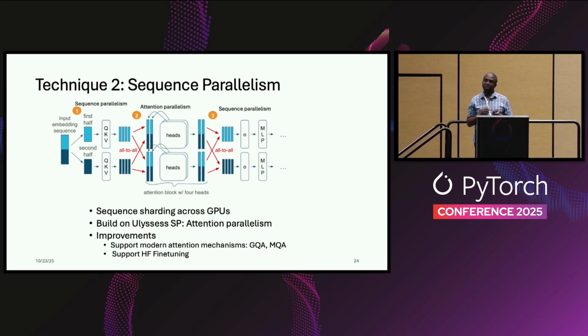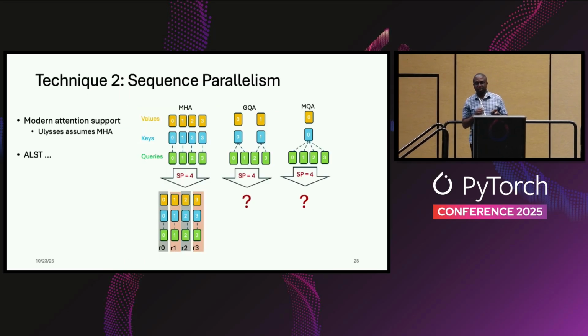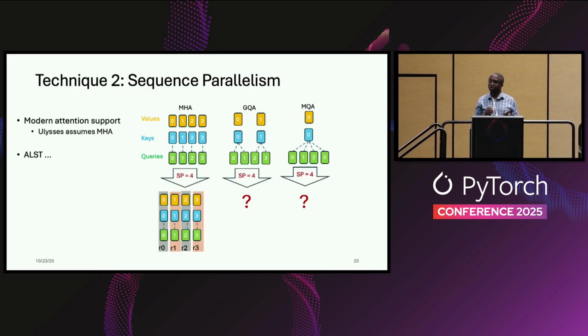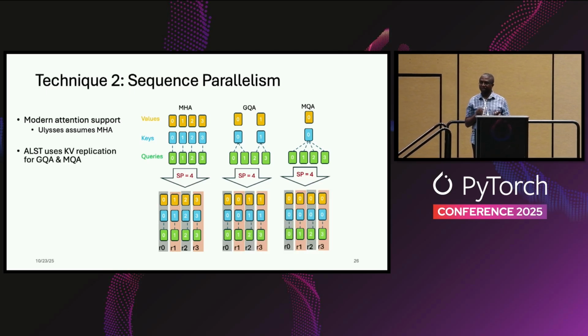Sequence parallelism: we build on Ulysses, which already parallelizes your context over multiple GPUs. And here the challenge with Ulysses is that it only assumes MHA, multi-head attention. It's not able to support the newer attention mechanisms. The challenge is that optimizations like GQA and MQA are trying to reduce the memory costs of your attention. And in Arctic Long Sequence, we're able to support that by basically replicating the KV.